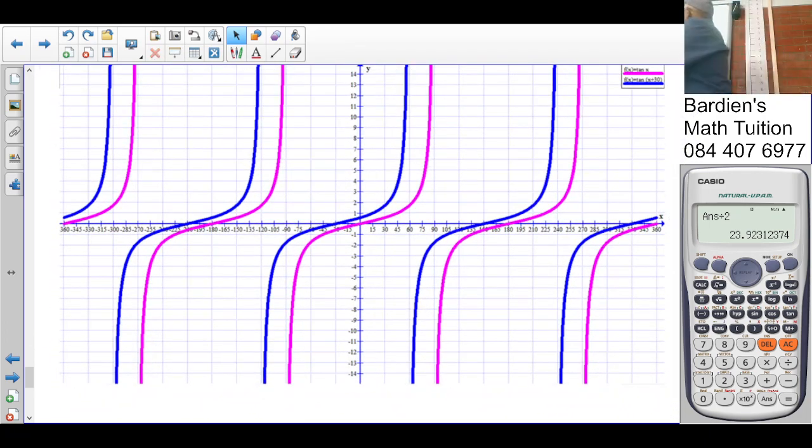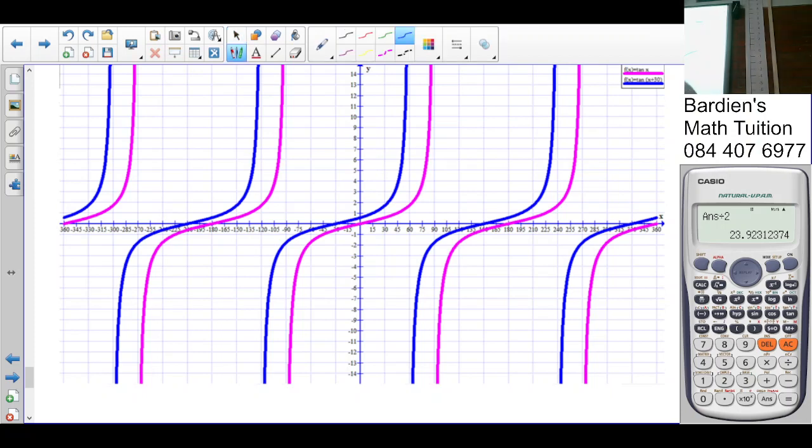Alright, so what do you notice here? This asymptote, which was at negative 90 and 270. Remember, this is the graph in pink that we're looking at. 90, negative 90, negative 270.